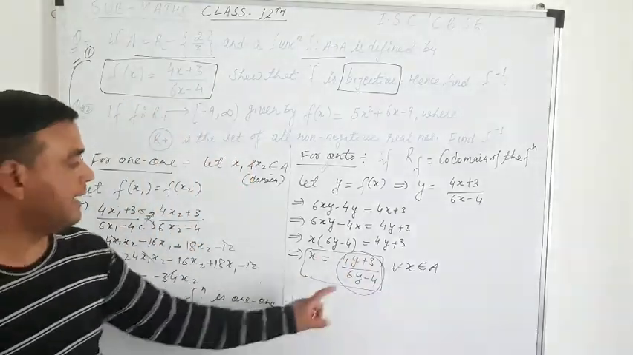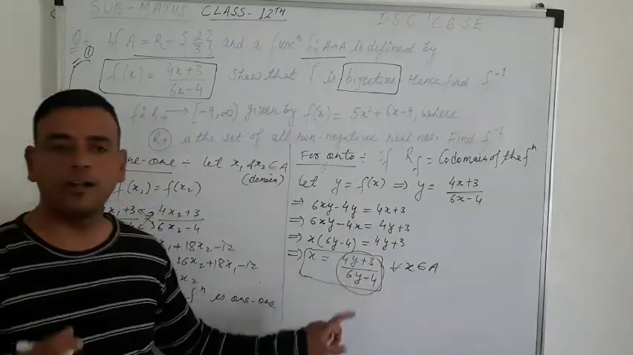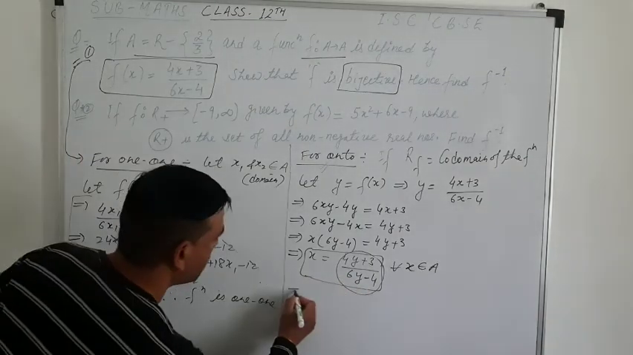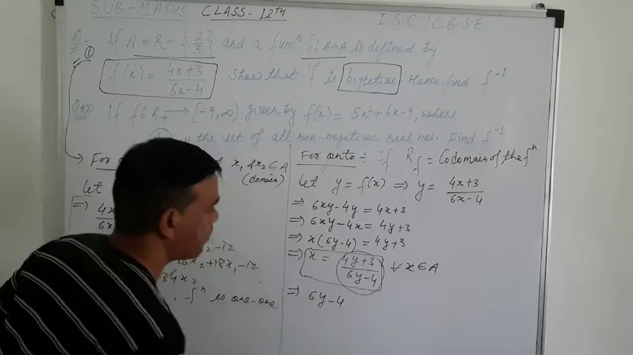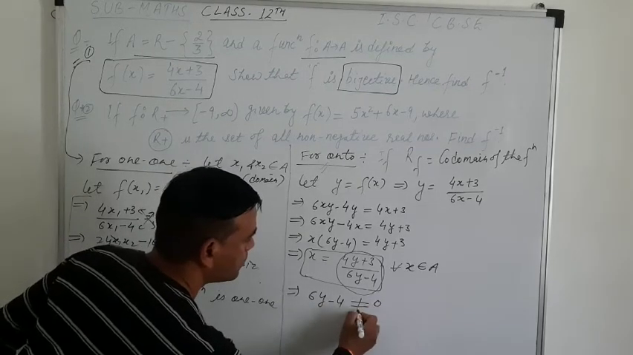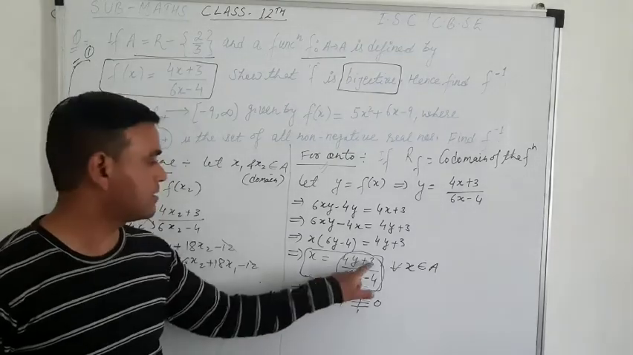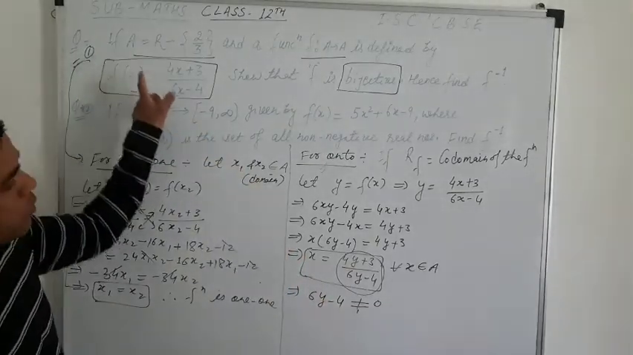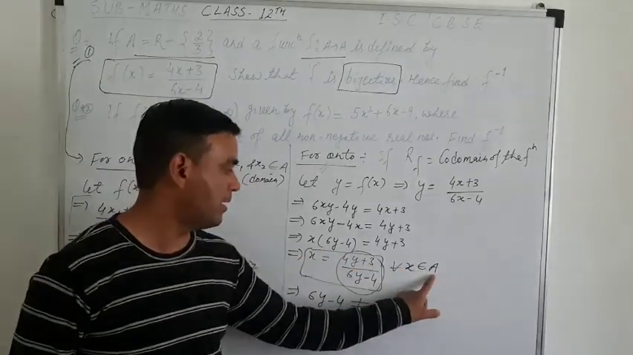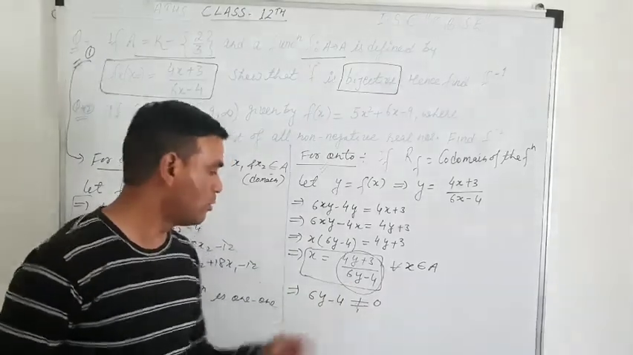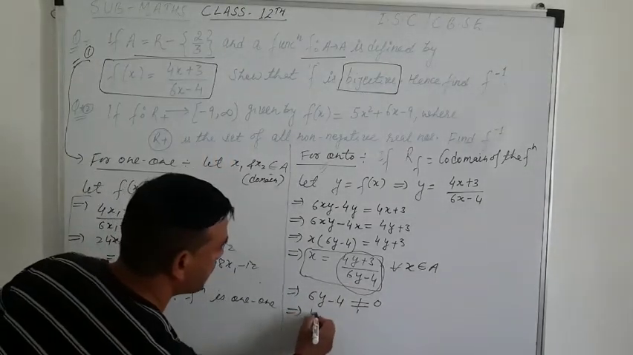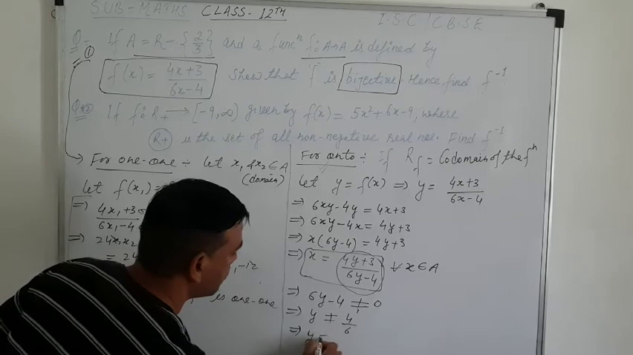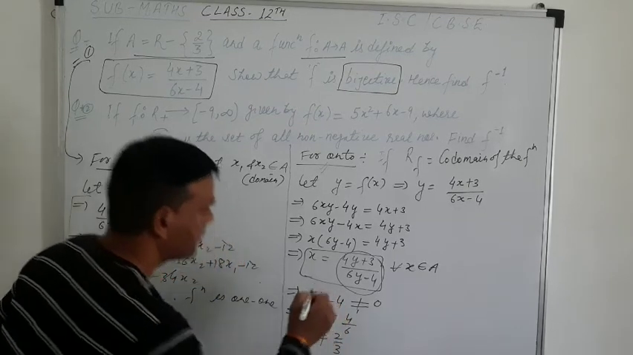Since A is the set of real numbers except 2 upon 3, this value is also a real number. And if this value is a real number, as we already discussed in previous lectures, the denominator should not be equal to 0. It means 6y minus 4 should not be equal to 0. Because if this denominator is 0, then this cannot be defined, and x cannot be a real number. But we know that the domain of the function, that is A, is the real numbers. Therefore, this denominator should not be 0. After solving this, you will get y should not be equal to 4 upon 6. This implies y should not be equal to 2 upon 3.